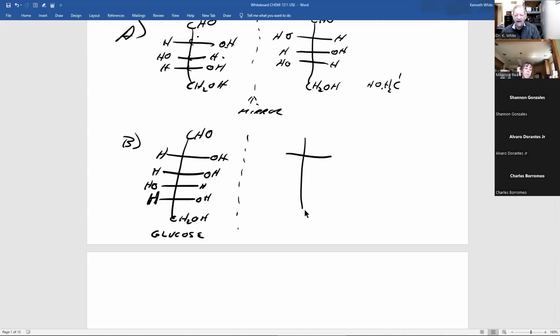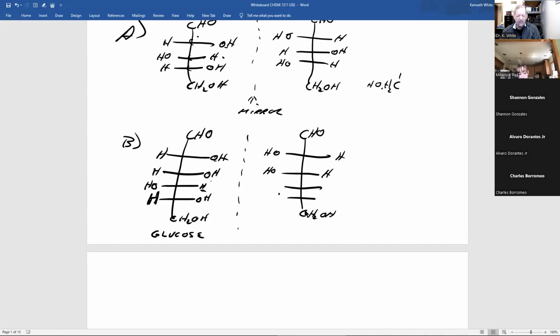And I'm going to have my backbone. 1, 2, 3, 4. The aldehyde at top, the CH2OH, a chiral carbon. Oh, I gave it away. What's closest here? Hydroxyl group. So you'll see that first. And the hydrogen here. Same thing for the next one.